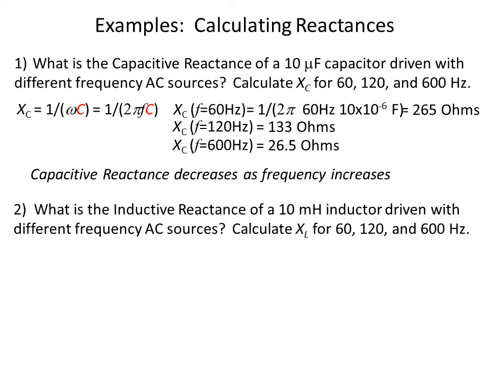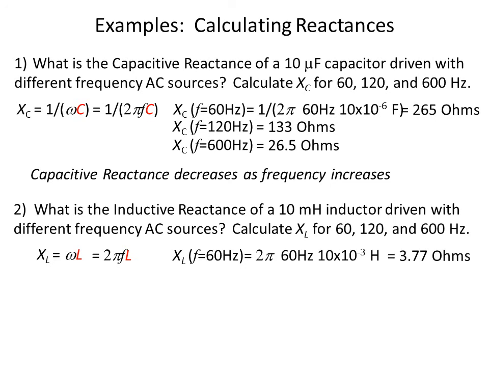Second, what is the inductive reactance of a 10 millihenry inductor driven with different AC sources? Again, we'll calculate X sub L for 60, 120, and 600 Hertz. So the inductive reactance is equal to the angular frequency times the inductance. Again, converting that into the ordinary frequency, it's 2 pi times F times L. So X sub L for 60 Hertz is 2 pi times 60 Hertz times 10 times 10 to the minus 3 henries, which is equal to 3.77 ohms.